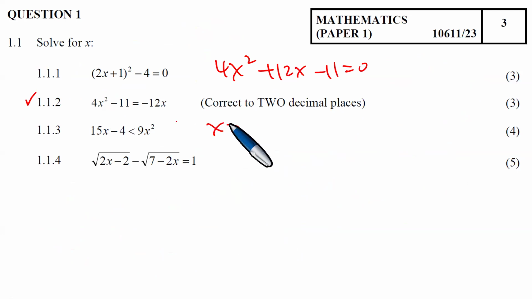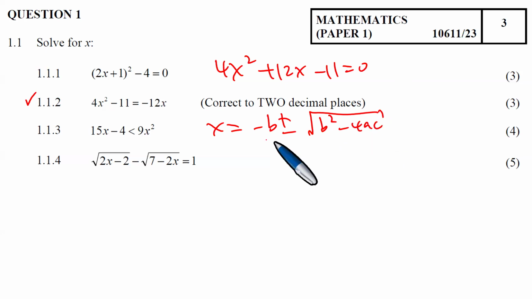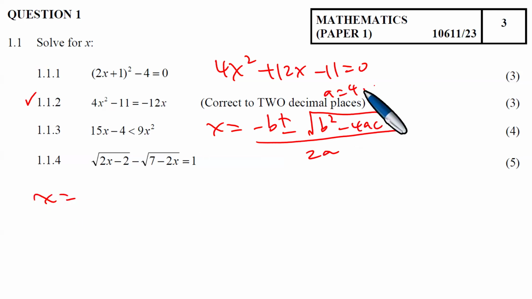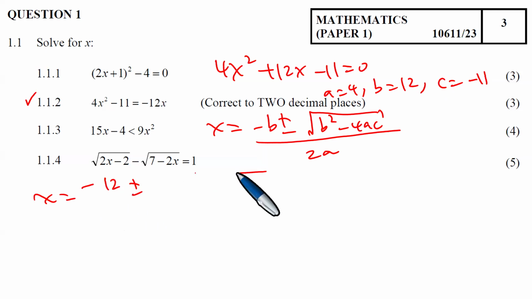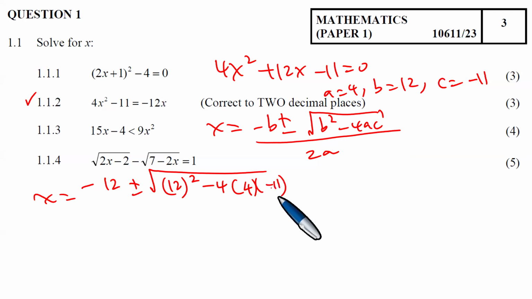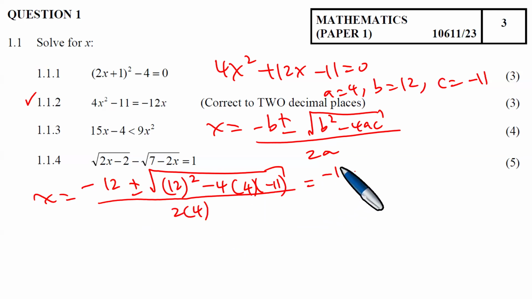And at this point, because it says correct to 2 decimal places, you just need to use the quadratic formula. So you have minus b plus or minus the square root of b squared minus 4ac, all over 2a. The a is 4, the b is 12, the c is minus 11. So you're going to say minus b, which is minus 12, plus or minus the square root of b squared, which is 12 squared, minus 4 times a, where a is 4, times c, which is minus 11, all divided by twice a, and a is 4.